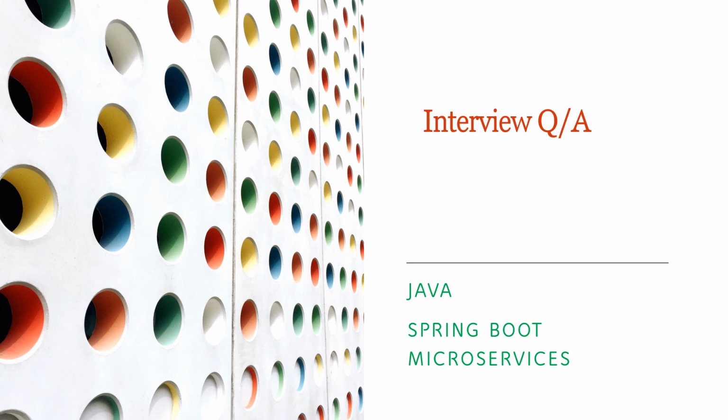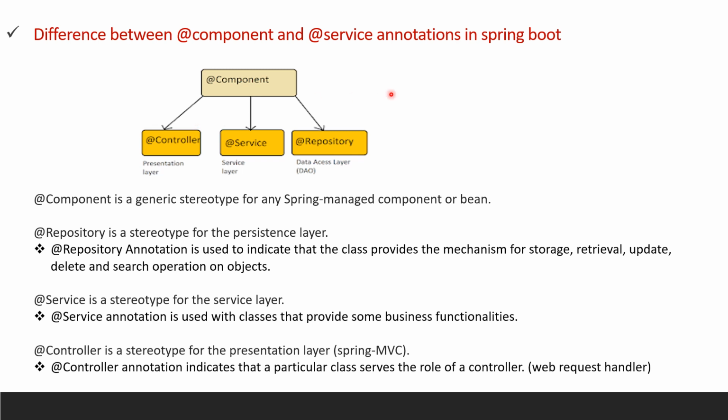So let's get started. The first question is related to Spring Boot: the major difference between the @Component and @Service annotations. If we see the hierarchy, we have the @Component annotation, and from that we have @Controller, @Service, and @Repository.